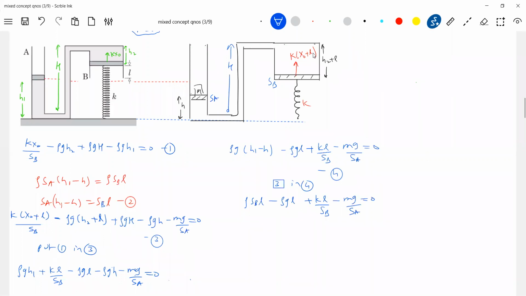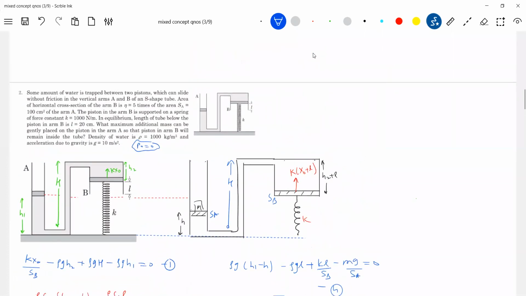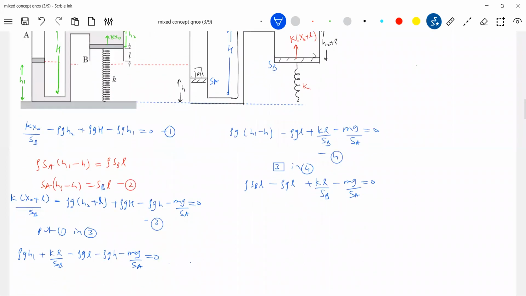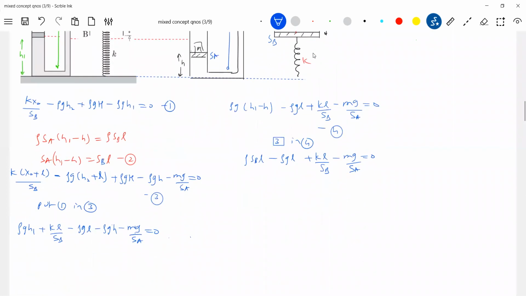I think almost it's all, no? We are very near to the answer. So what is the question? SB, SA. What are we supposed to find out? The additional mass, the expression for M. So can you simplify for M? All the things are known. L is given, K is given. So we have to solve for M. It's all about the manometric equation. You can write SB in terms of SA and solve for M.